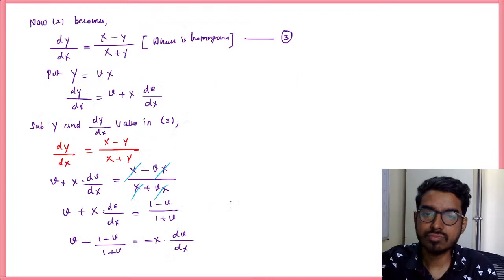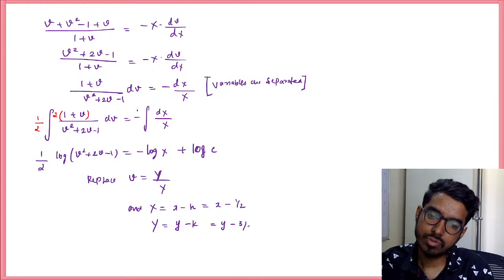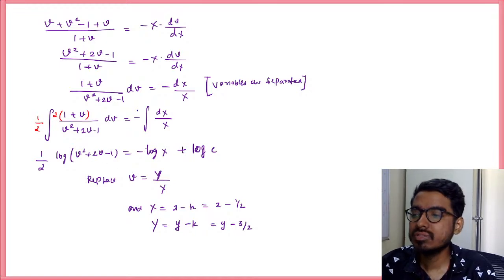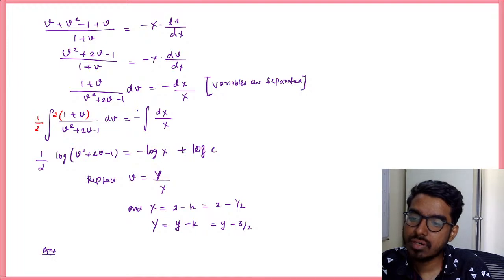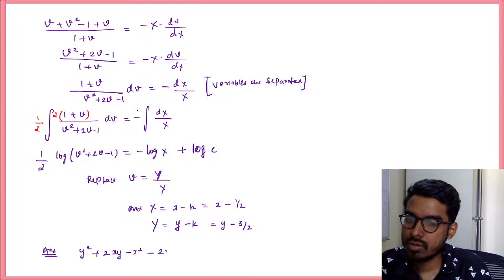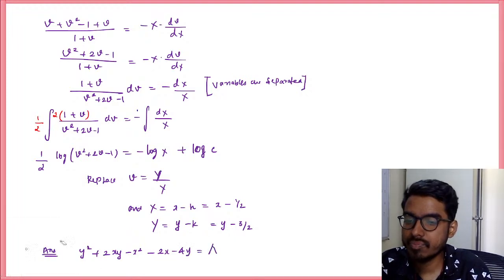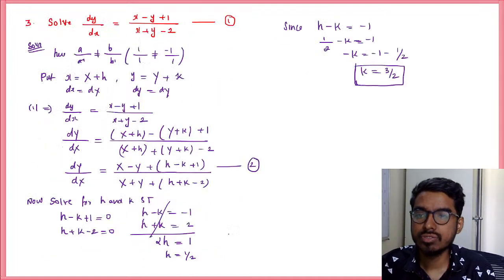The h is 1 by 2. k is 3 by 2. So you have to replace capital X by x minus 1 by 2, capital Y by small y minus 3 by 2. Simplify, you will get the answer. Right? After simplification, you will have the solution to be y square plus 2xy minus x square minus 2x minus 4y is equal to some constant c. This is a new constant. Let's call it as some c1. This is the required solution. Very simple problem.